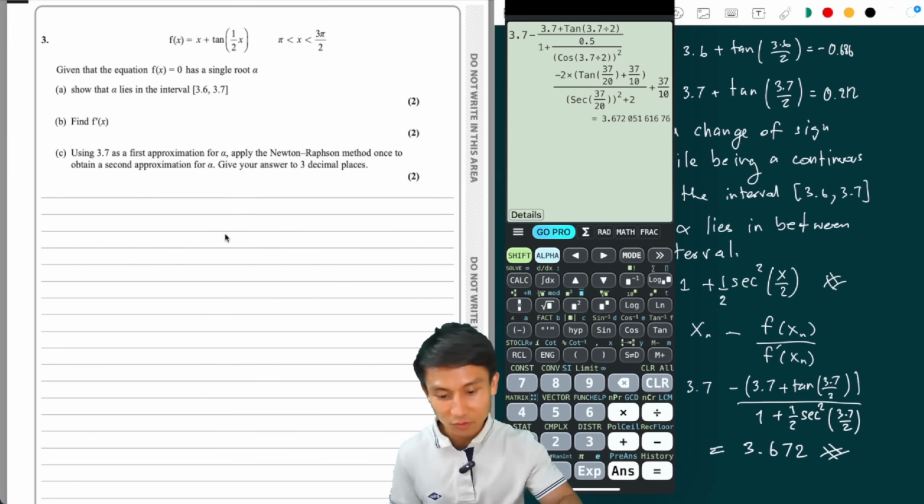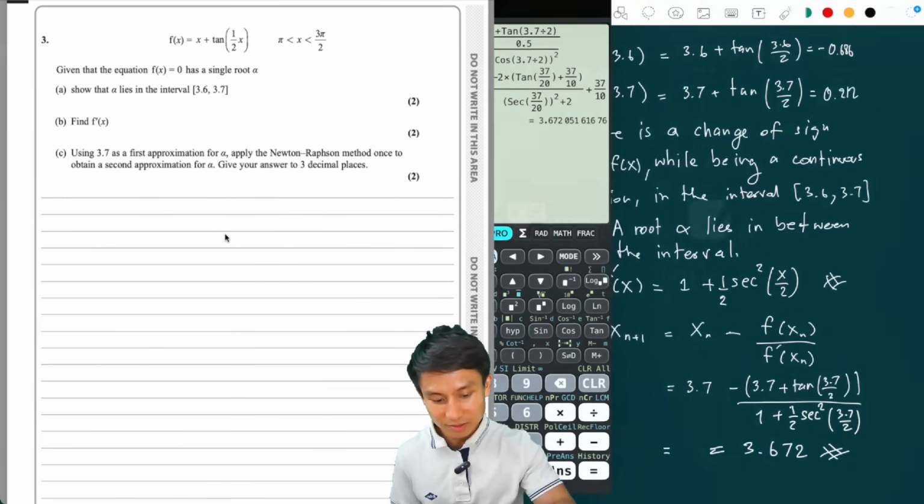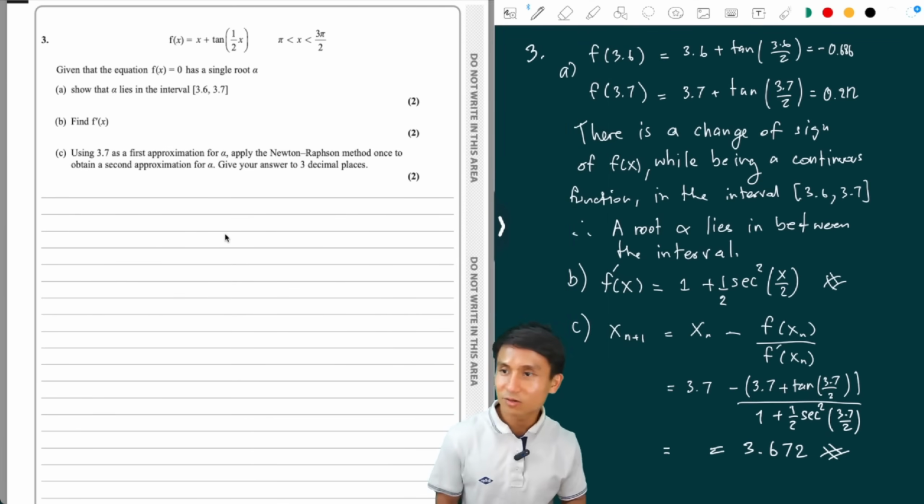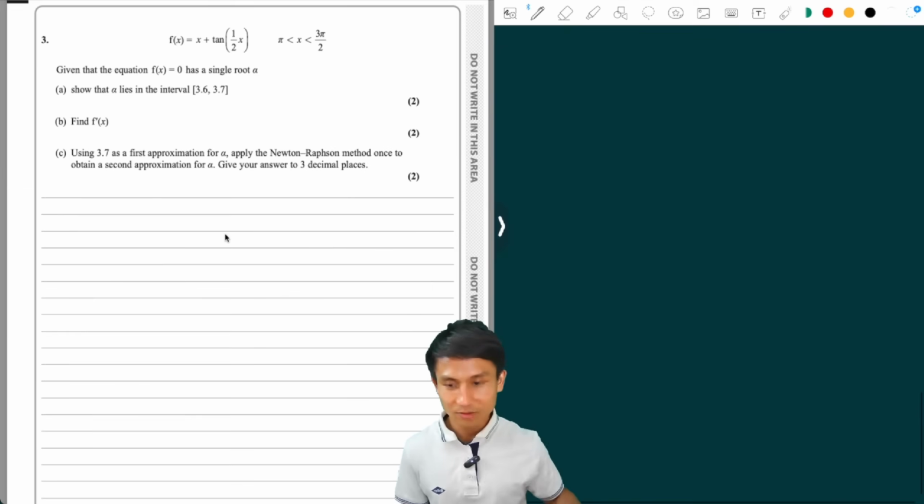That's close to 3.7, so it converges quite quickly, this method here, which is pretty cool. Okay, so that's the whole of number 3 done, guys. Let's go to number 4.